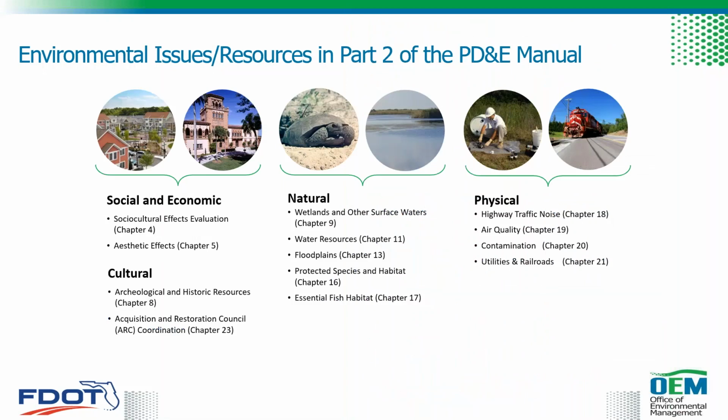And these are those environmental issues or resources and their accompanying chapters in Part 2 of the PD&E manual. And they fall under the categories of social and economic, cultural, natural, and physical. And we're going to discuss most of these in more detail throughout this training.